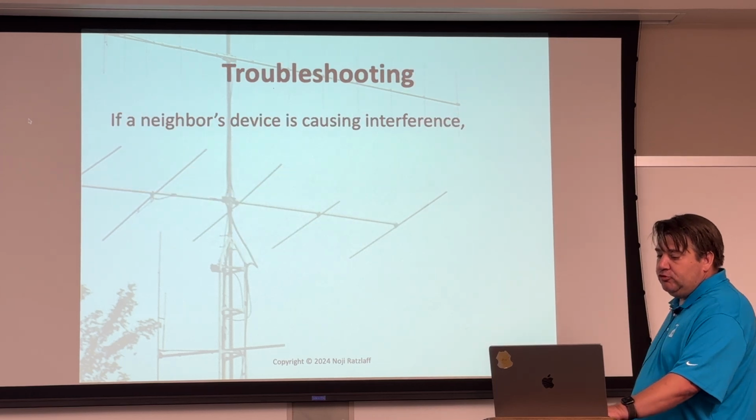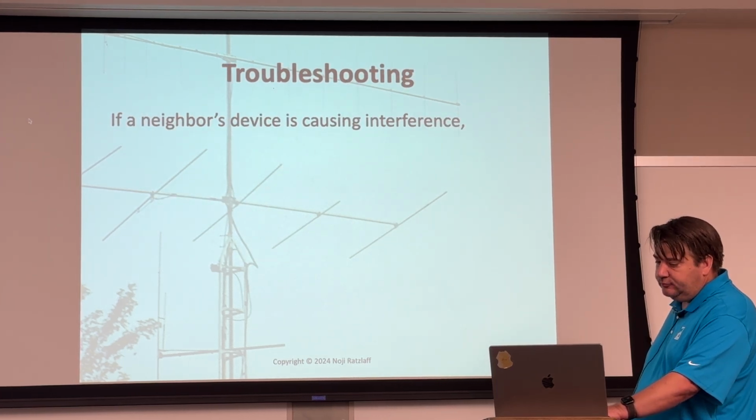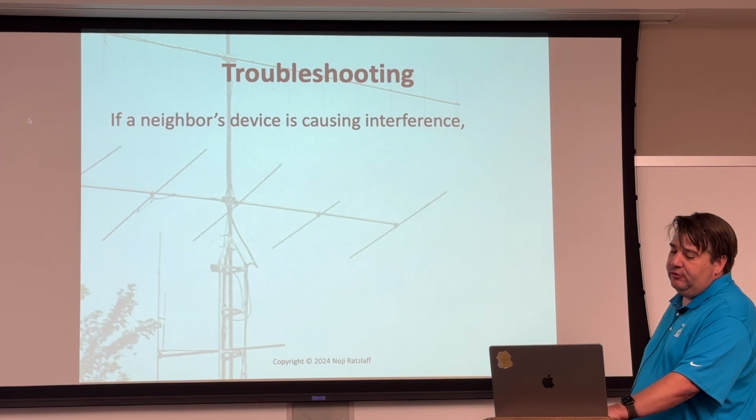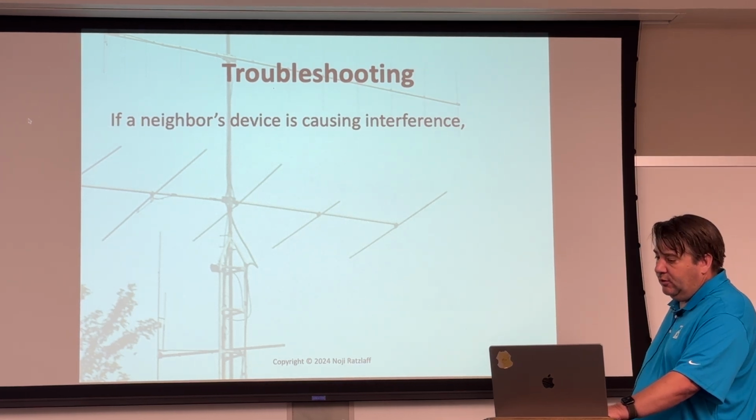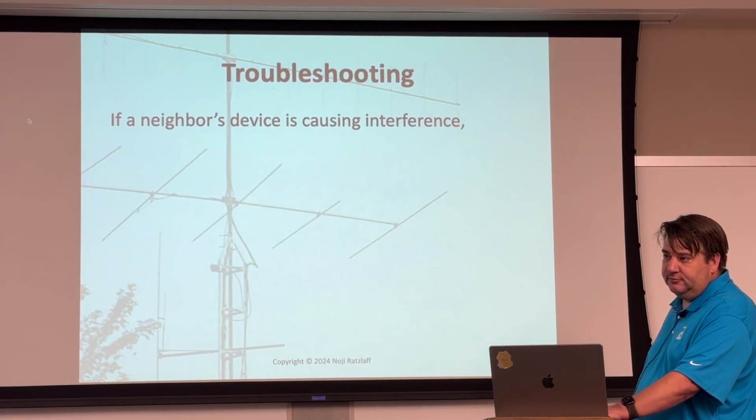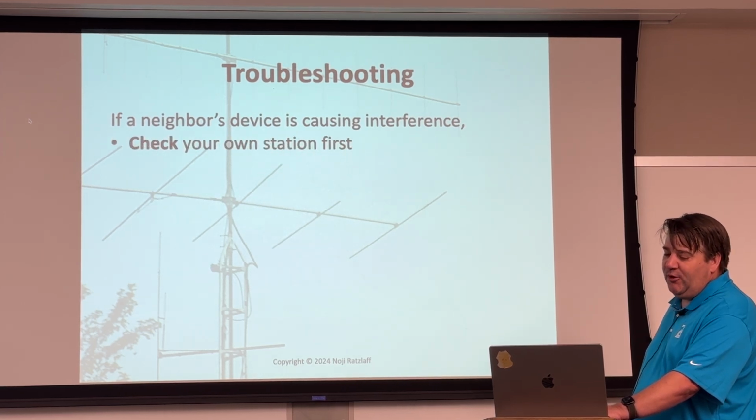Okay, troubleshooting. We talked about some of this before when we talked about interference. So if you think a neighbor's device is causing interference, what's the first step you should take? What? Shut their electricity off. Maybe not go there first.